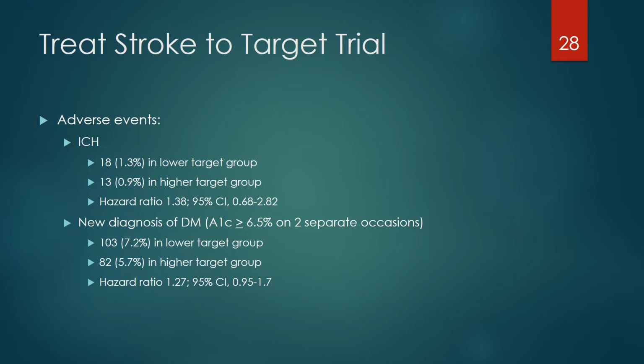The reported adverse events in this trial: ICH, there were 18 patients in the lower group and 13 patients in the higher treatment group. You can see the hazard ratio, confidence interval there. Same thing with new diagnoses, which is new diagnosis of diabetes, which they defined as A1C greater than 6.5 on 2 separate occasions. There were 103 people in the lower group and 82 in the higher group.